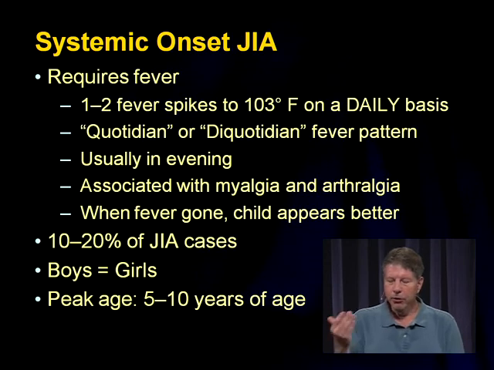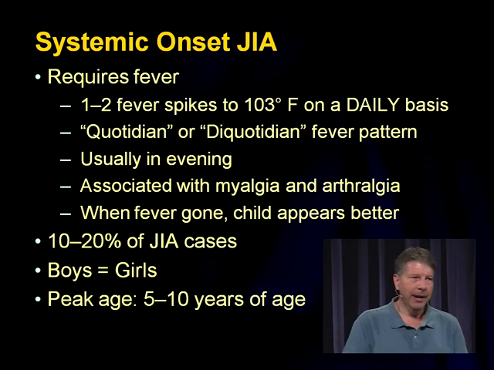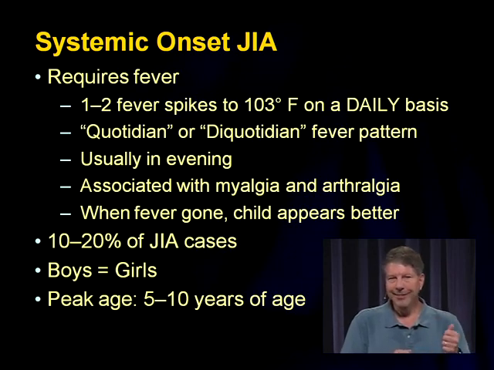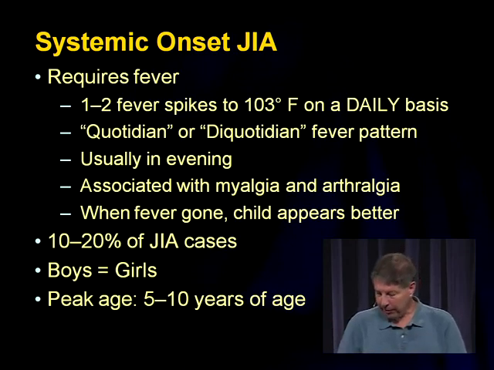Okay. Usually the fevers are going to be in the evening time. Usually the kid's going to complain of achiness and arthralgias. And when the fever's gone, this is kind of classic, the child is commonly fine, or better at least. This is about 10 to 20% of the cases of JIA. Boys and girls here are equal, so that can be a clue. If there's a boy with JIA, you want to be thinking maybe this could be systemic onset. The peak age, and this is important, for all these main three we're going to talk about, there's going to be a different age range you want to think about, and this is a 5 to 10-year-old range.